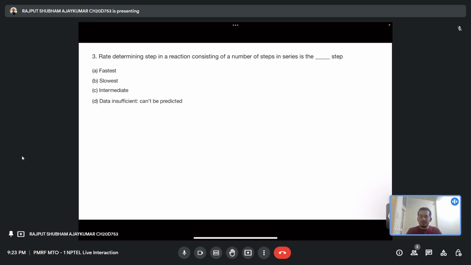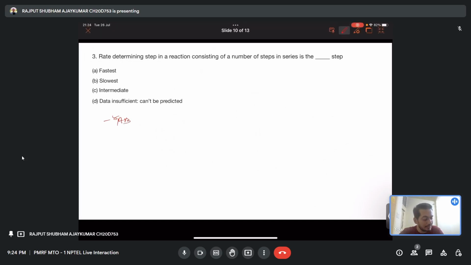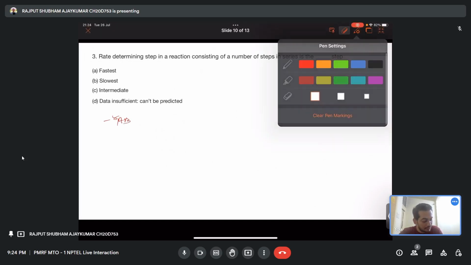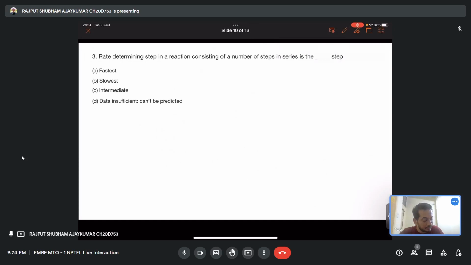We'll go to the next question and see what that is. This is another good question taken from the assignments. It says that the rate determining step in a chemical reaction consisting of a number of steps in series is the dash step. If you consider the rate of reaction, minus r_A, as you might have seen in chemical reaction engineering, let's not discuss that here.